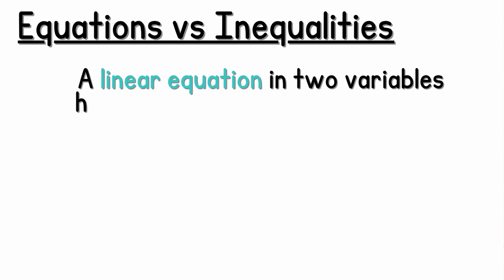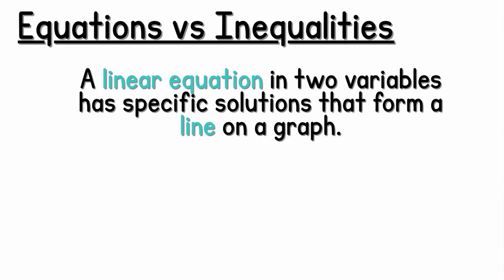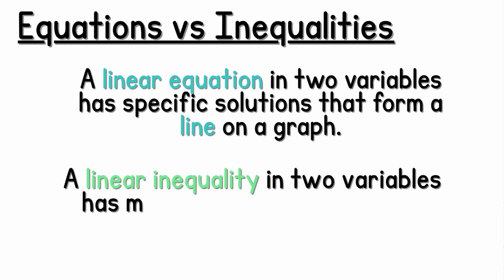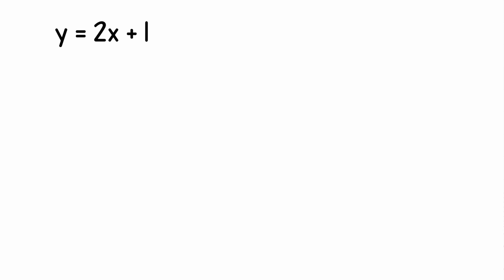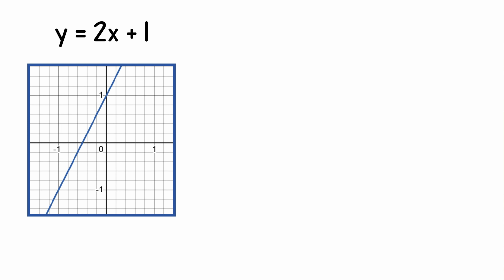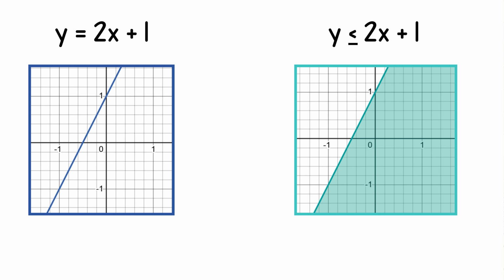A linear equation in two variables has specific solutions that form a line on a graph. And a linear inequality in two variables has many solutions that form a shaded region on the graph. So if we have the equation y equals 2x plus 1, we'll have a graph of a line that shows all solutions to this equation. If we have the inequality instead of y is less than or equal to 2x plus 1, we'll have a shaded region of the graph showing us all possible solutions to this inequality.